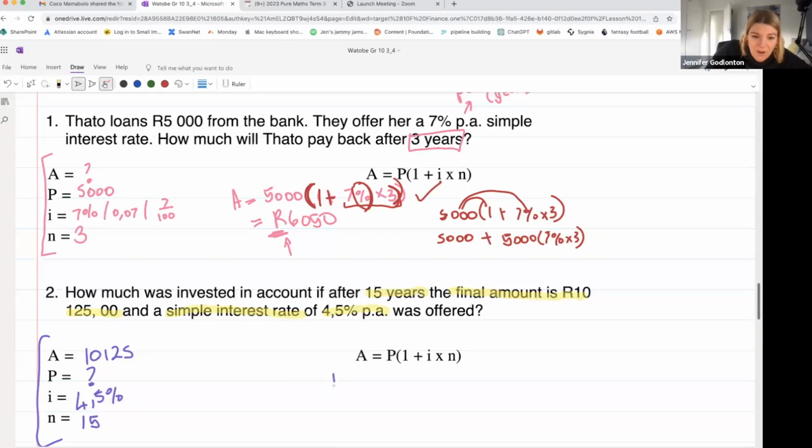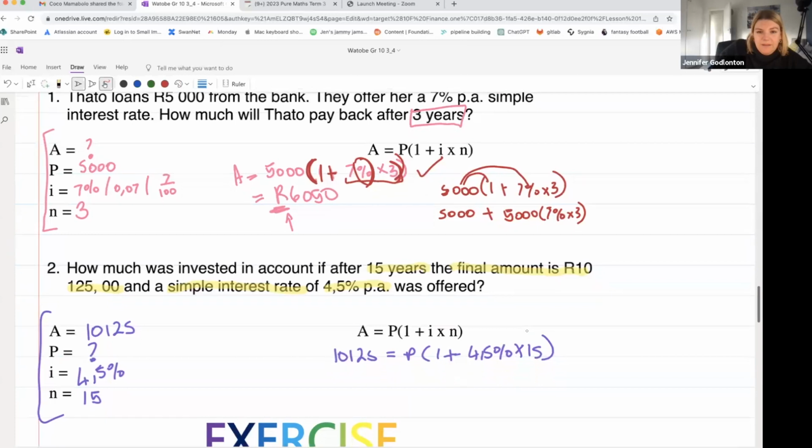Okay. So now I'm just going to pop that into this formula over here, and then you can tell me what to do from there. So, 4.5% times 15. Okay, so we're going to say 4.5 times 15. Wait, aren't we supposed to turn our 4.5% into a decimal? You can. So you can write 4.5%, or you can write 4.5 over 100, or you could write 0.045. All of those are fine.